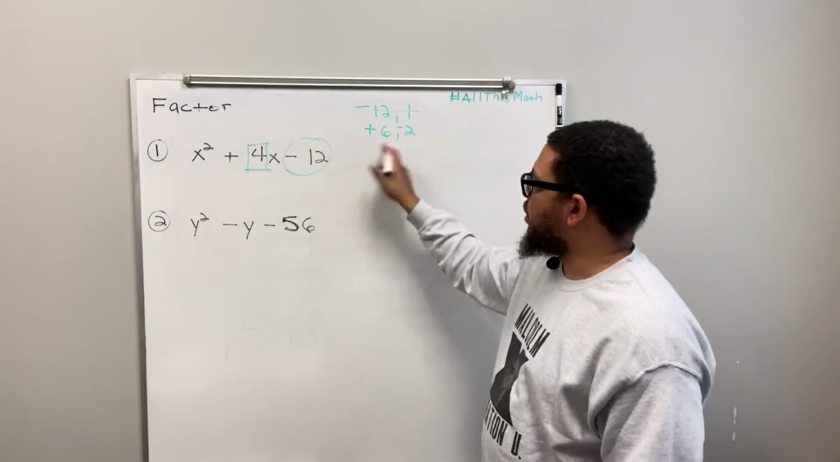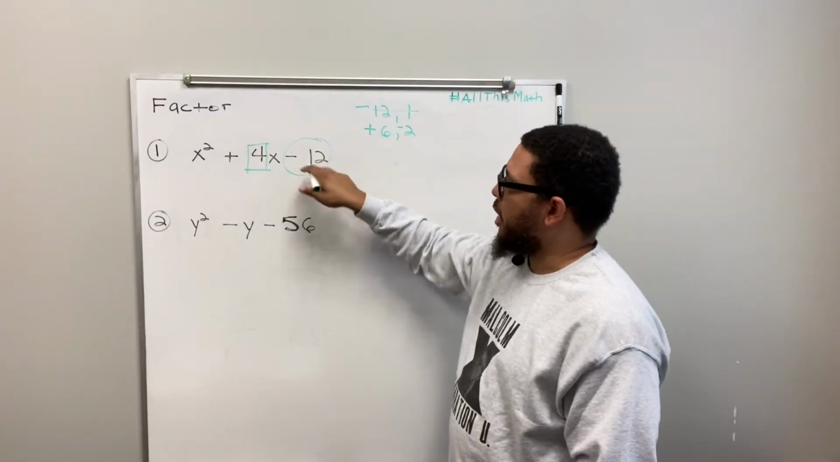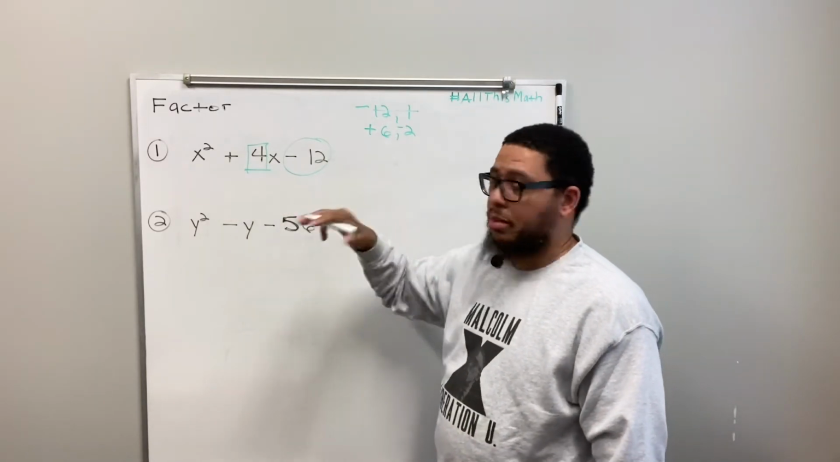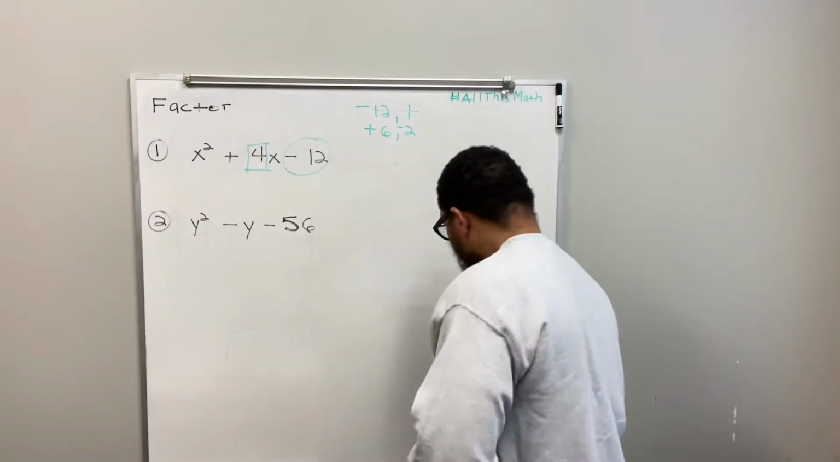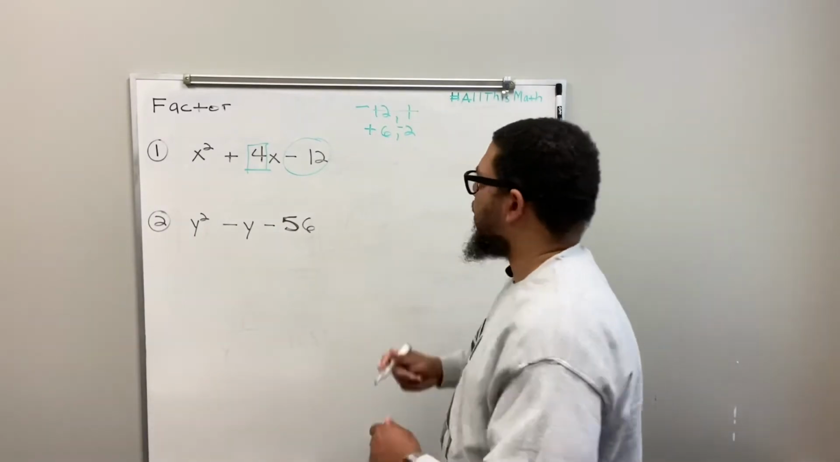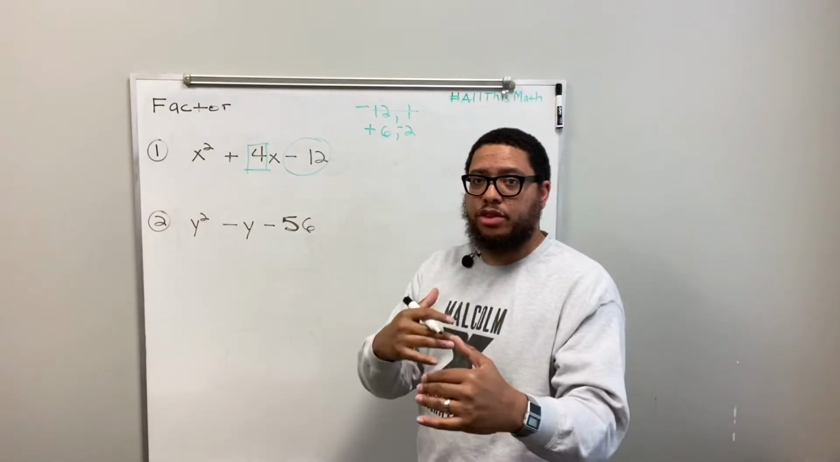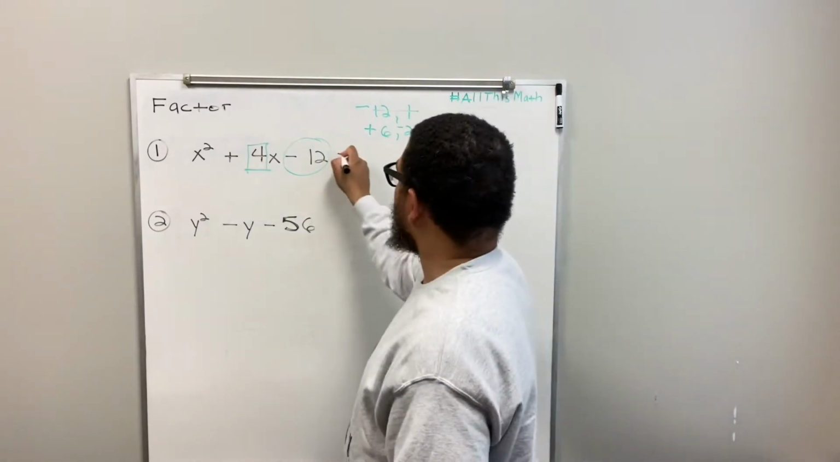I need 2 factors of the last number that add up to the middle. Factors of the last that add up to the middle. I need to multiply to get the last number, and those same 2 numbers should add up to the middle number. Now, how do I write my answer? This is how you write your answer, like this. You're going to set up 2 sets of parentheses, because remember, when we factor this trinomial, it's going to become 2 binomials. So it's going to look like this.